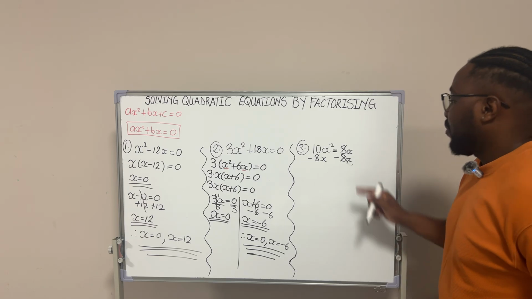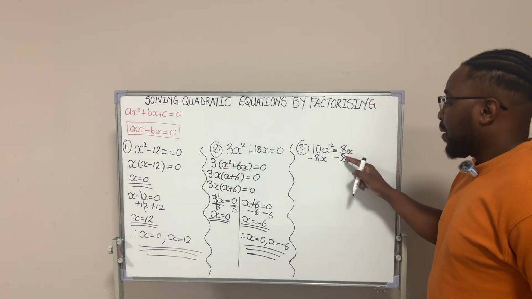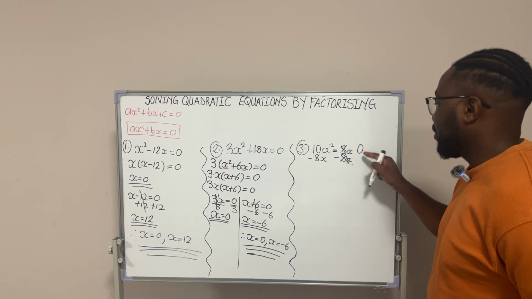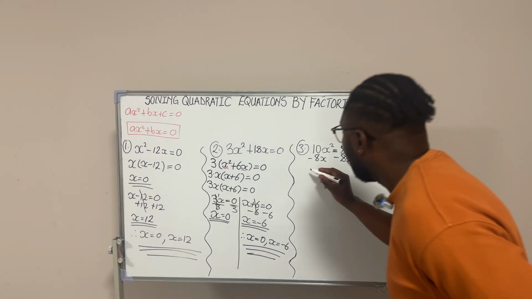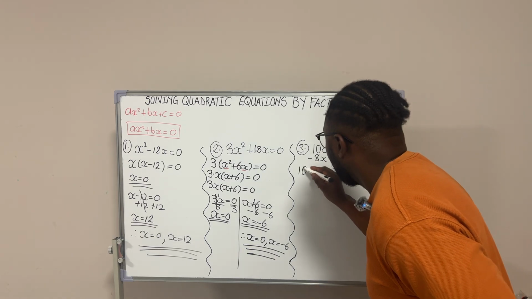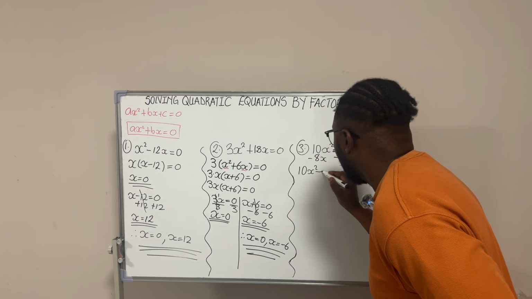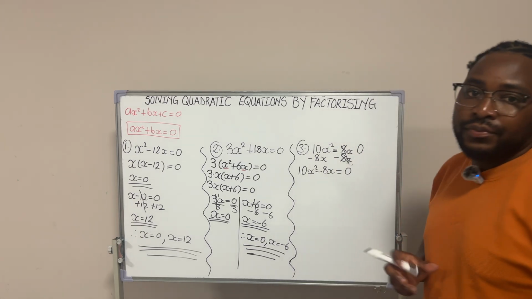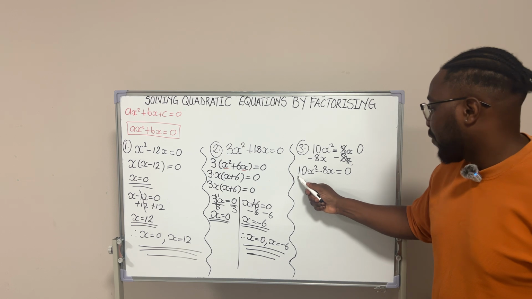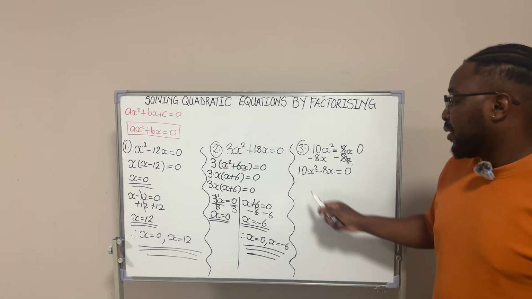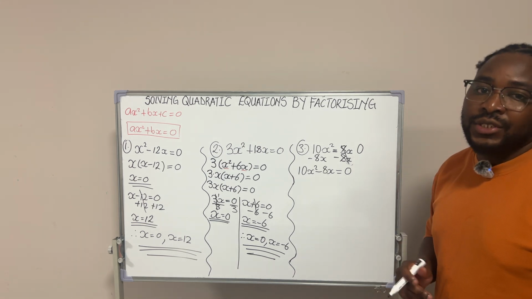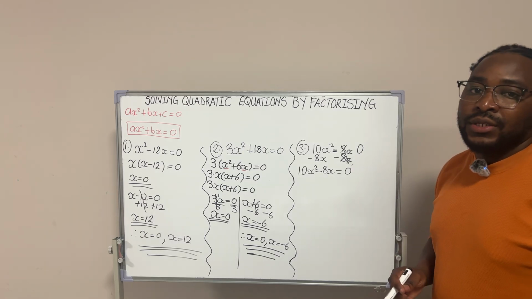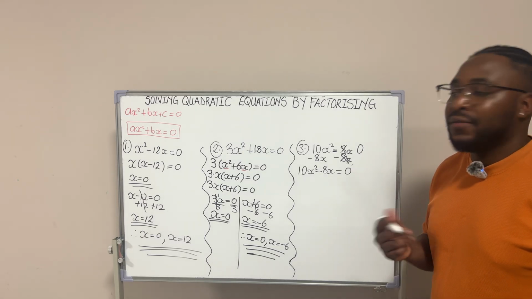Now, 8x minus 8x, what's that? Those two cancel out and we shall remain with a 0, right? And we shall then have what? 10x squared minus 8x equal to 0. If we look at this equation, this is a two-term quadratic equation, right? And we are also going to work out this equation by taking out the greatest common factor.